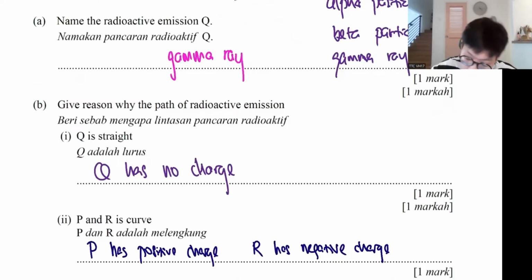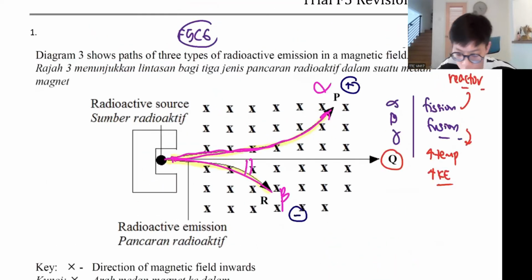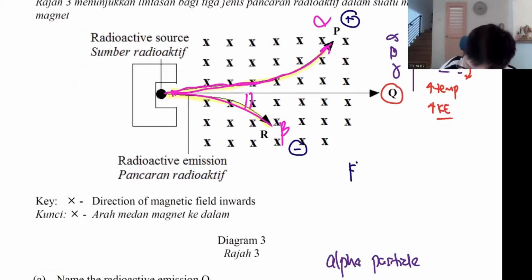Now next, you know how to determine why P goes up and why R goes down, right? If the exam asks what is the rule we use to determine why P goes up and R goes down, what is your answer? Yes, we have to use Fleming's left-hand rule.